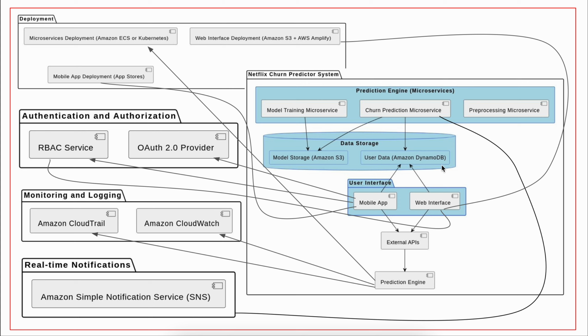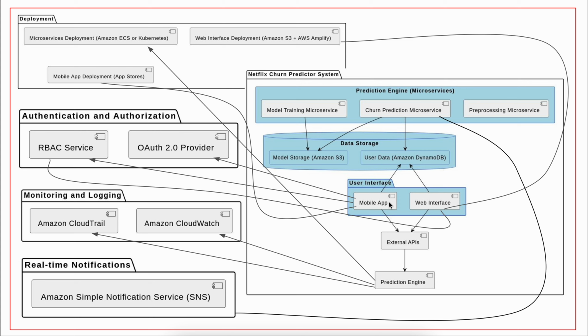Whereas for Amazon DynamoDB, user data including historical interactions is stored there. It is more like a NoSQL database that offers low latency and scalability, and that makes it easy to handle a large amount of data in order to provide better results.